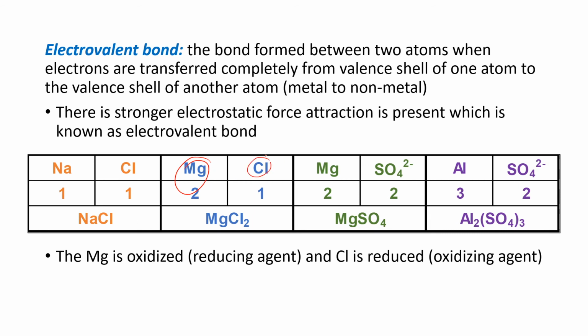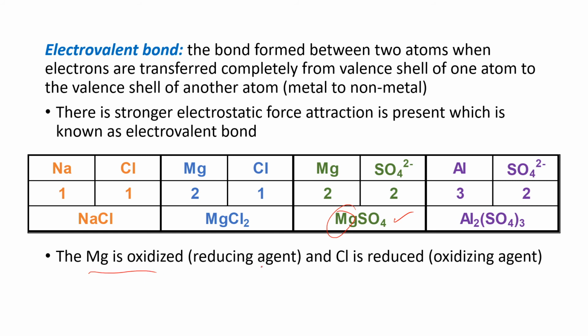As a result, two chlorine atoms are going to come towards the magnesium, and each chlorine is going to accept one electron, leading to the formation of MgCl2. MgSO4 is formed in the same way: magnesium is going to donate two electrons to the sulfate. As a result, MgSO4 is formed. So these are the examples that you can discuss in the case of electrovalent bonds.